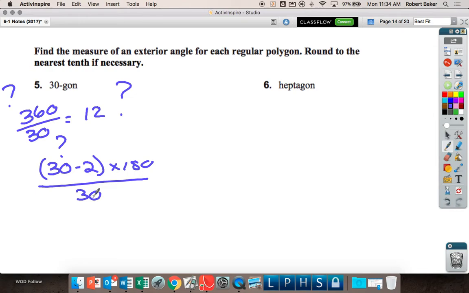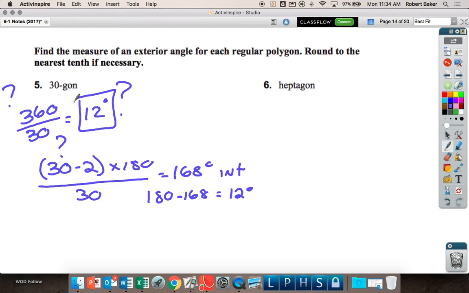What is this? 30 minus 2 times 180 divided by 30. 168 degrees. This is the interior angle. The book wants you to use its supplement. So 180 minus 168 equals 12. So this was correct.